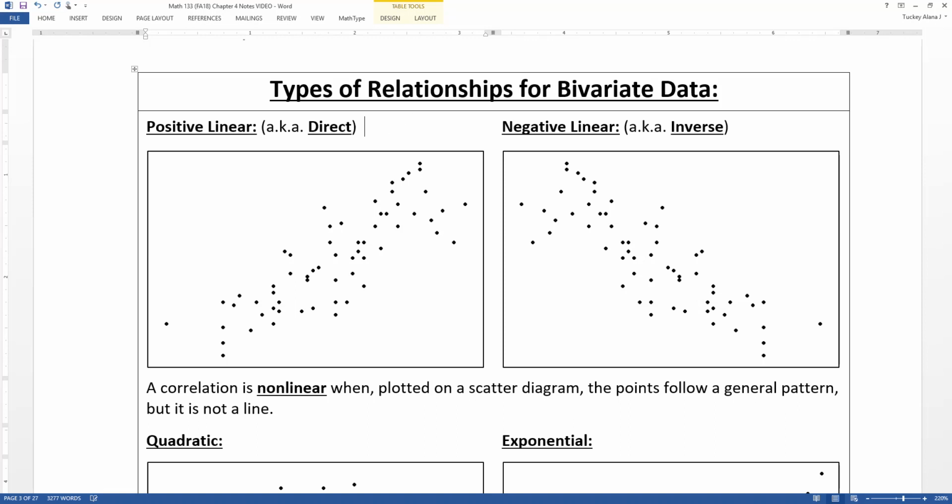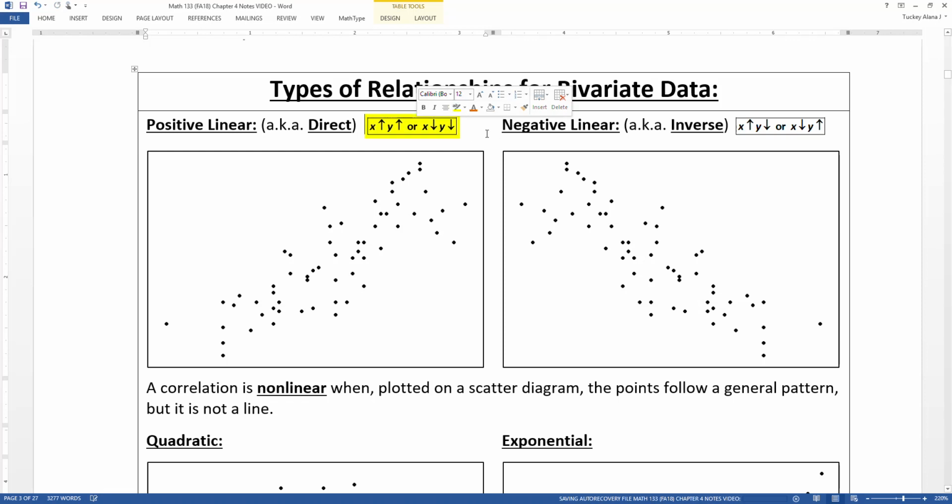Now, what does this mean? Well, direct relationships means when x goes up, y goes up, and when x goes down, y goes down. There, I used some arrows to try to make that clear. So as x goes up, y goes up. As x goes down, y goes down. They go together like peas and carrots.